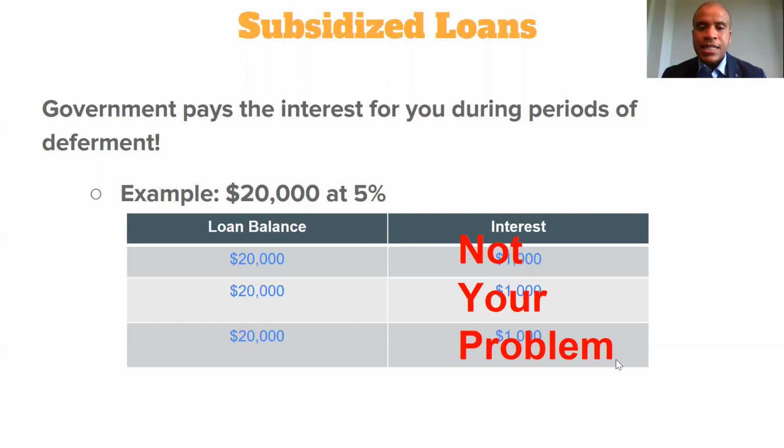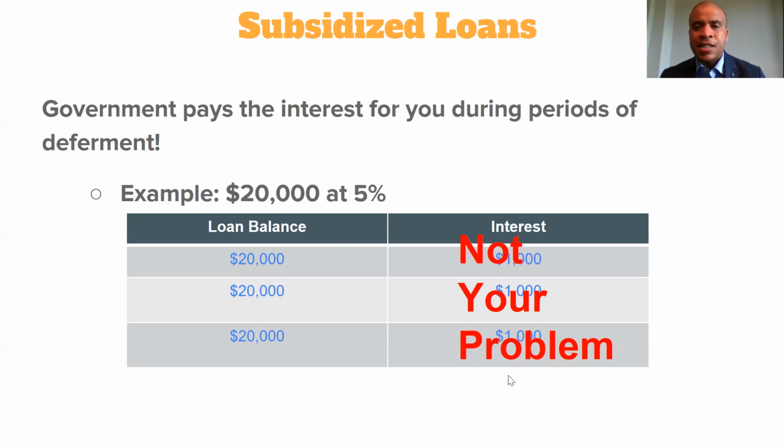So if you're looking at this example, if we have a $20,000 loan at 5% interest, well, it really doesn't matter what's sitting in that interest category because as long as you're in the period of deferment, the government's going to cover whatever would have gone in that section on your behalf. This is something that you typically see for undergraduate loans, where these loans that you take out for your undergraduate schooling are subsidized on behalf of the federal government.